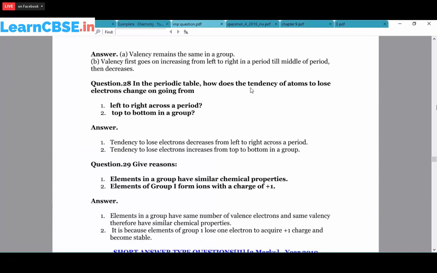In the periodic table, how does the tendency of the atoms to lose electrons change on going from left to right across the period and top to bottom in a group? So always the tendency to lose the electrons decreases from left to right across the period, but the tendency to lose the electrons increases from top to bottom in the group. So always the metallic character increases when we are moving down the group because the nucleus and the outermost electron shells are far away from each other. So there will be less attraction between the nucleus and the outermost electron, so they can easily lose the electron.